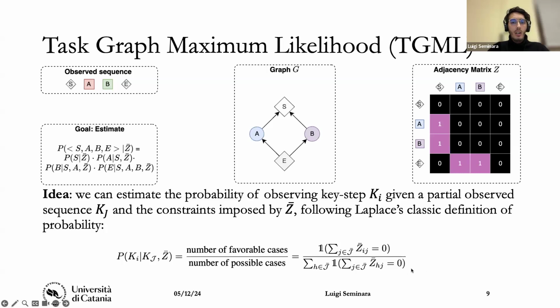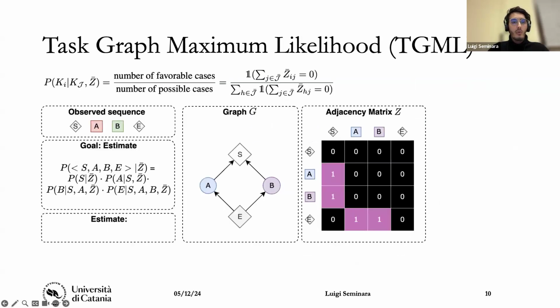So if we take a look at the formula, in the numerator we want to answer the question: can I do step k_i after doing steps k_j? In the denominator, we want to answer the question: how many steps can I do besides k_i? Now, this is an example to better understand the formula. The probability of start, in this case, is 1 because it has no precondition, while the probability of A given start and the adjacency matrix is calculated as follows.